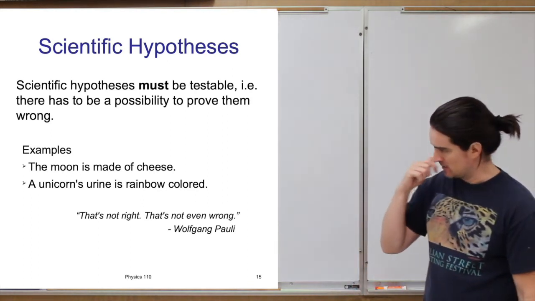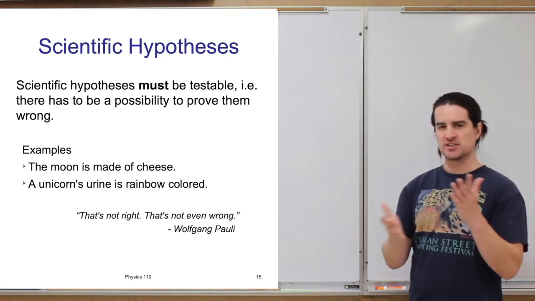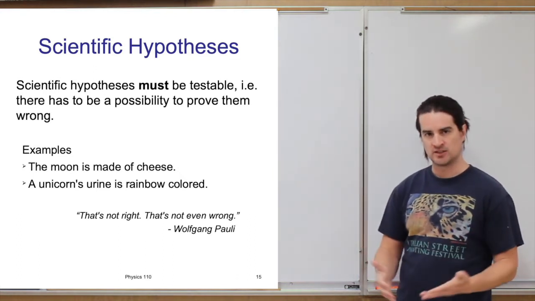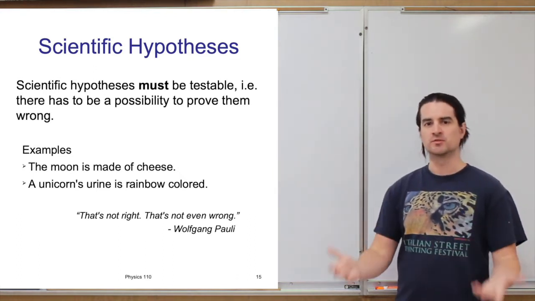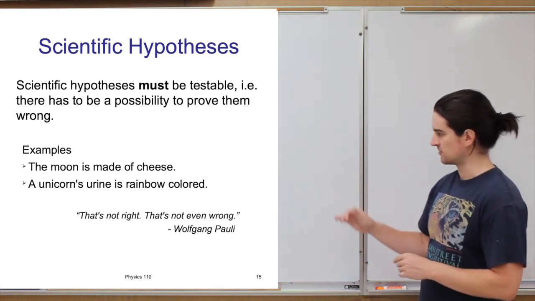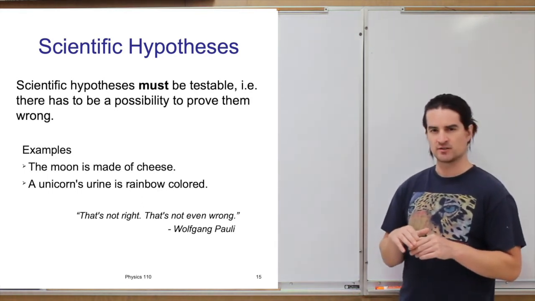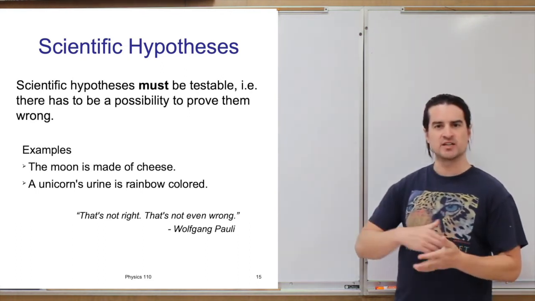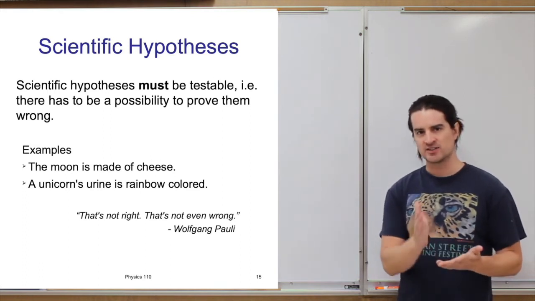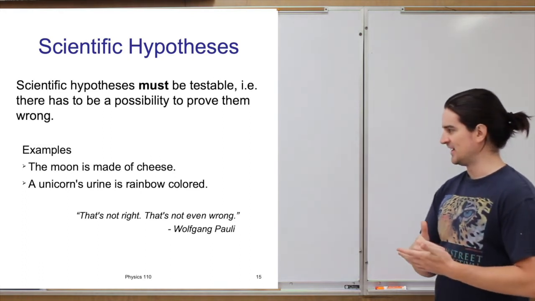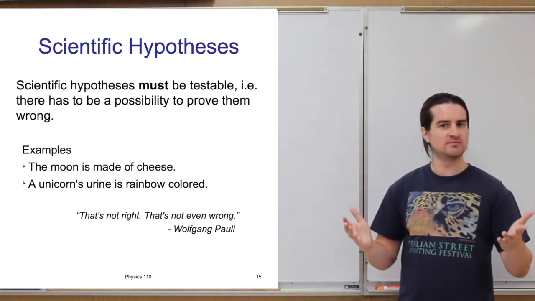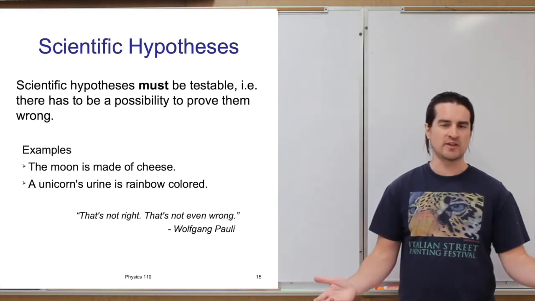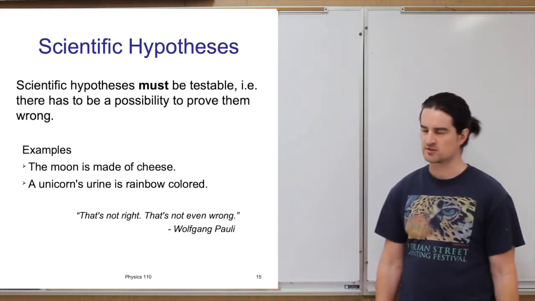Right? And this quote sort of encapsulates that idea that a hypothesis needs to be testable, and be able to be potentially proven wrong. Okay? So this is actually from another founder of quantum physics, Wolfgang Pauli, and this is after somebody had told him about a new idea in quantum physics at the time, and his response was, that's not right, that's not even wrong. Right? Essentially, I can't even prove that's wrong, why would I even care? It's not a scientific hypothesis.